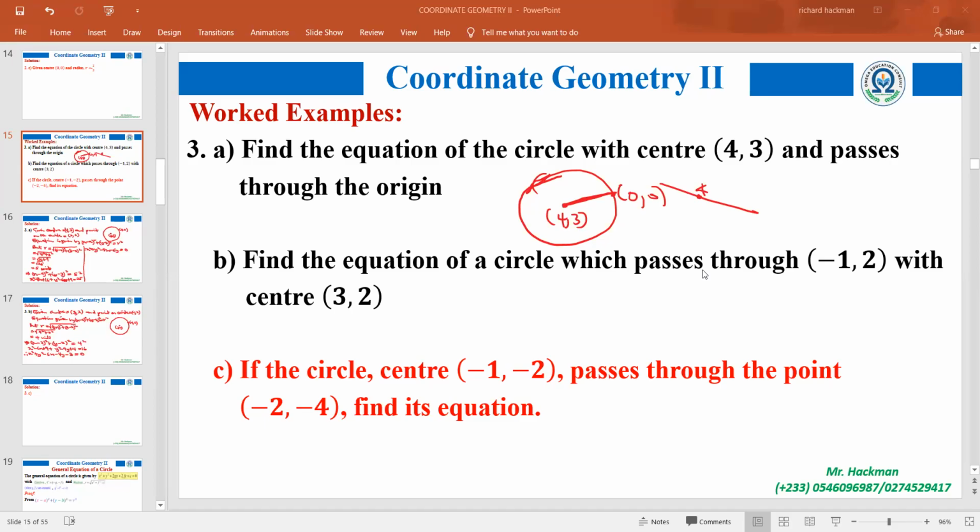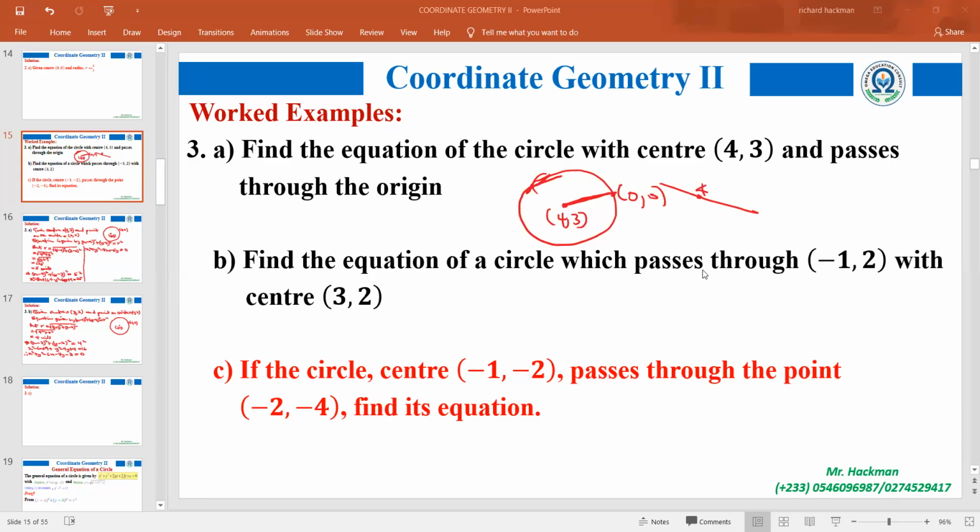Okay, so what new have you learned today? I learned that when you are finding the equation and the question involves the origin, you use the special equation. Okay, very good.